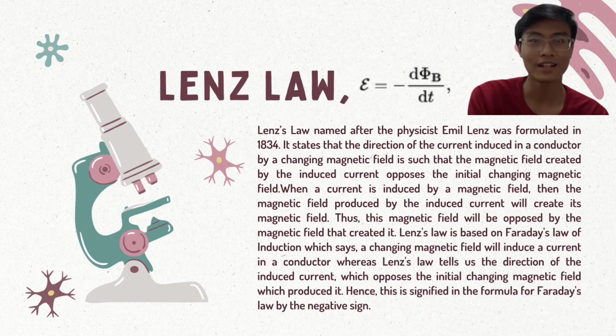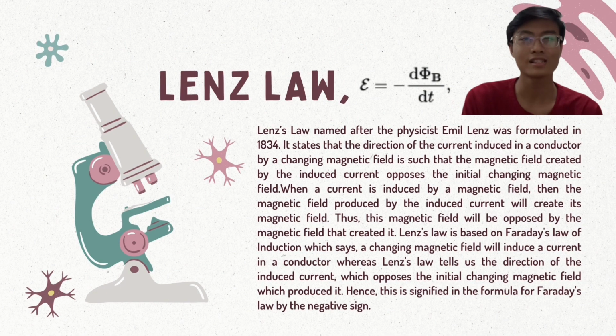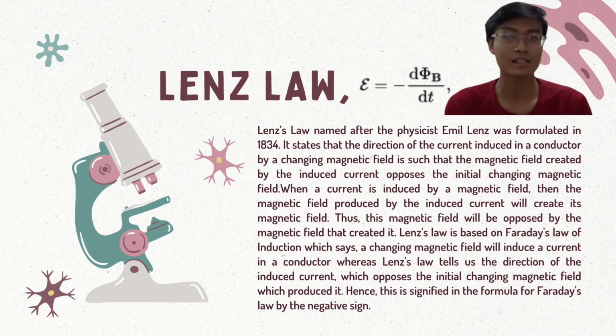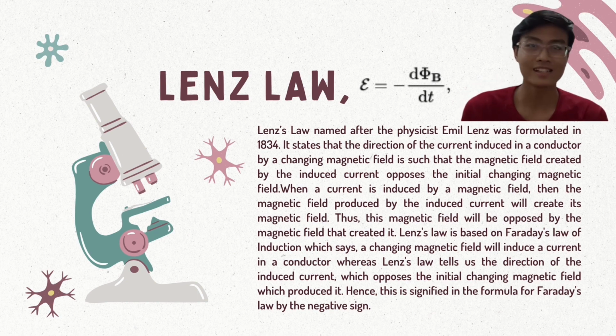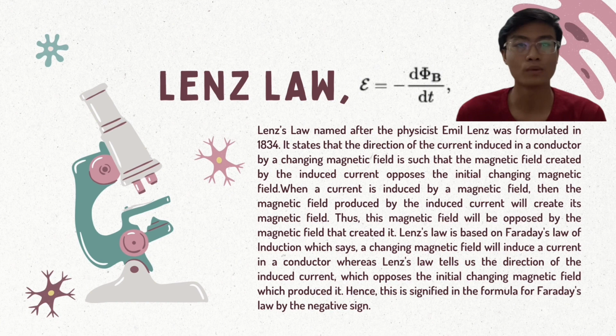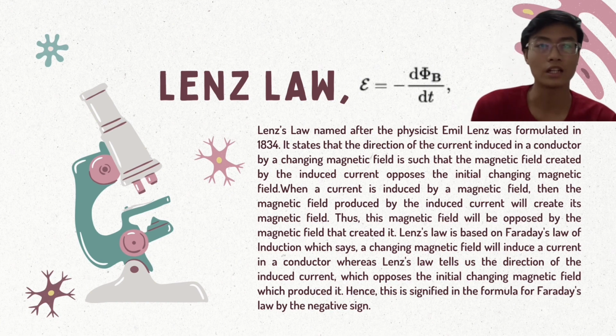Equation: Lenz's law, named after the physicist Emil Lenz, was formulated in 1834. It states that the direction of the current induced in a conductor by a changing magnetic field is such that the magnetic field created by the induced current opposes the initial changing magnetic field. When a current is induced by a magnetic field, the magnetic field produced by the induced current will create its own magnetic field. Thus, this magnetic field will be pushed by the magnetic field that created it.